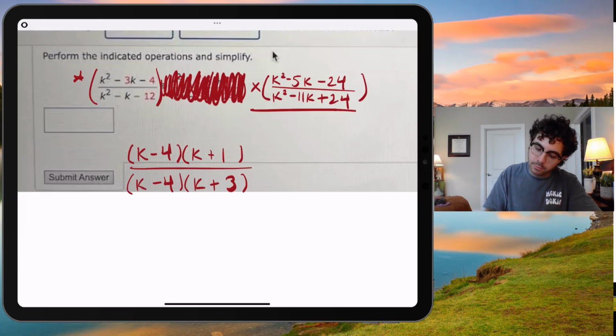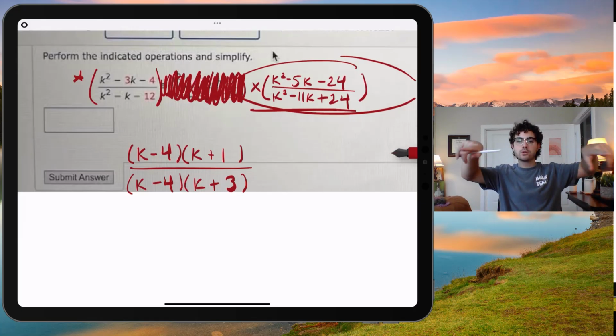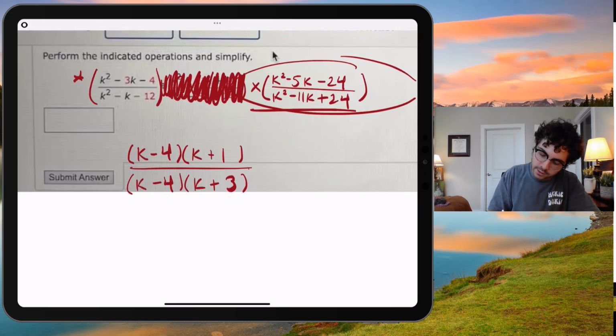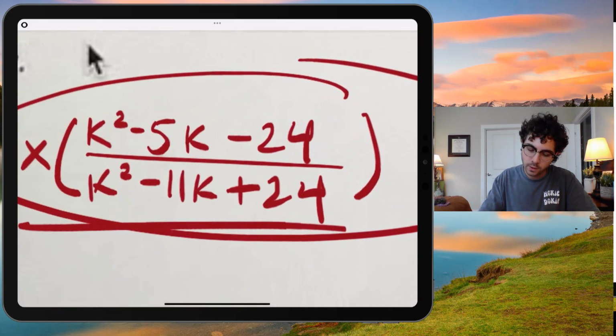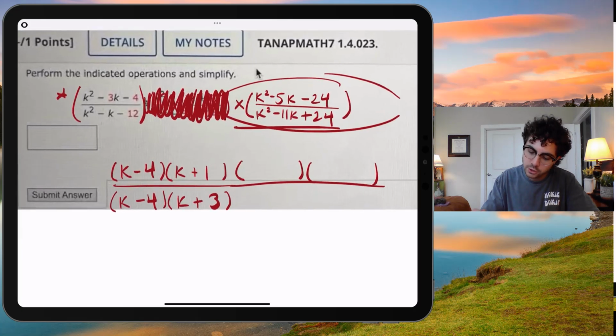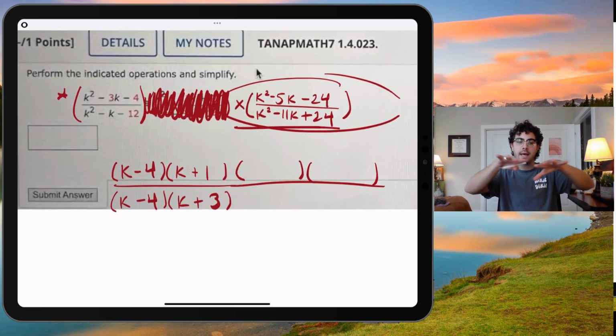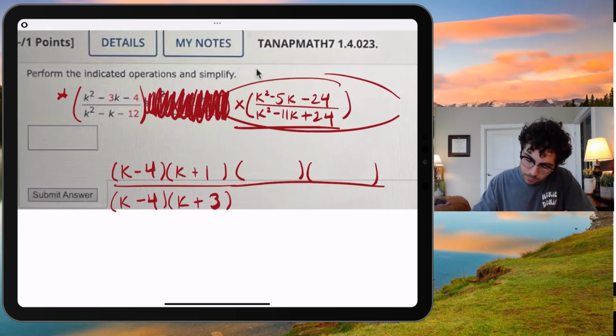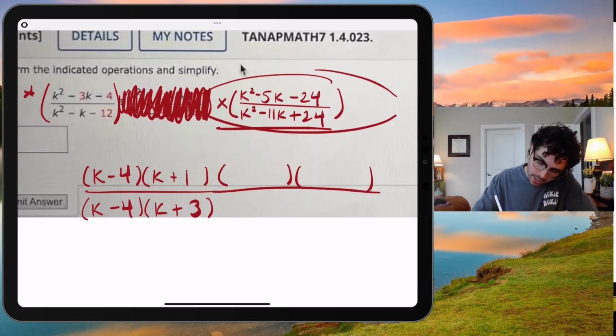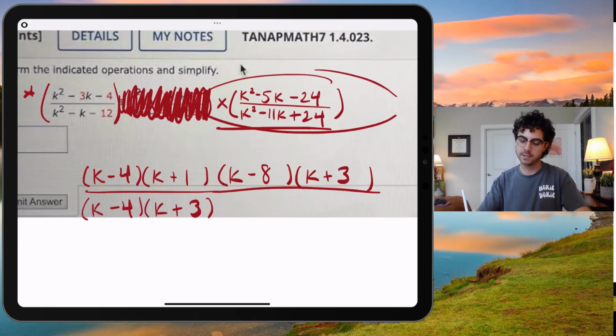Cool. Now, the beautiful thing is when you multiply two fractions, you're just multiplying across the tops and multiplying across the bottoms. Numerators, numerators, denominators, denominators. So what that means is when we factor this k squared minus 5k minus 24, we can just throw those factors in the same numerator as the k minus 4 and k plus 1 up top. So factoring this, we get k minus 8 and k plus 3. I think we had something similar in the last problem, just flip-flopped. So minus 8 and plus 3.